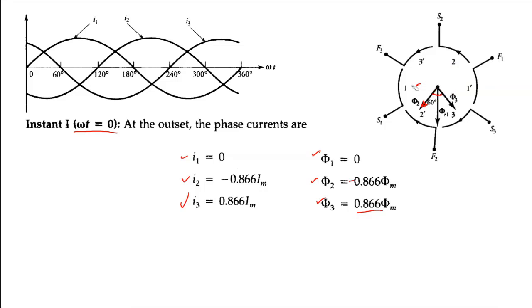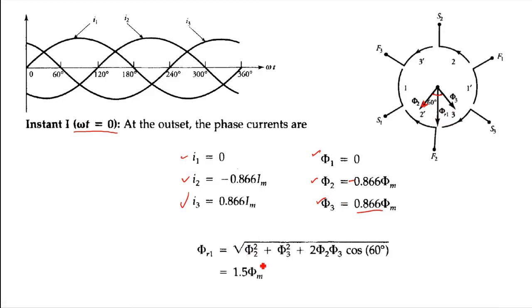And when it is opposite, it will make an angle of 60 degree with phi 3, right? Because here it is phi 2, so it will be 60 degree, and the angle between minus phi 2 and phi 3 will also become 60 degree. So minus phi 2 makes an angle of 60 degree with phi 3. Now if we find the resultant flux, this phi r, how much will it be?